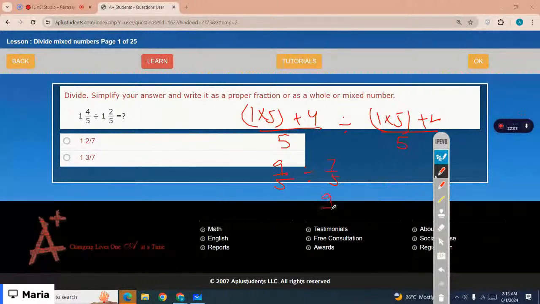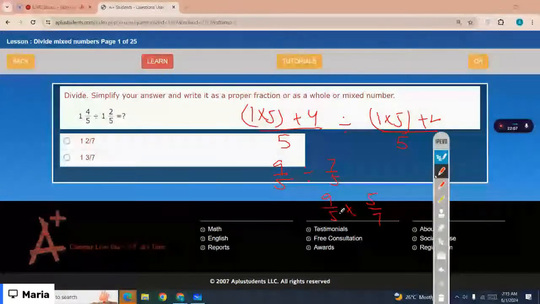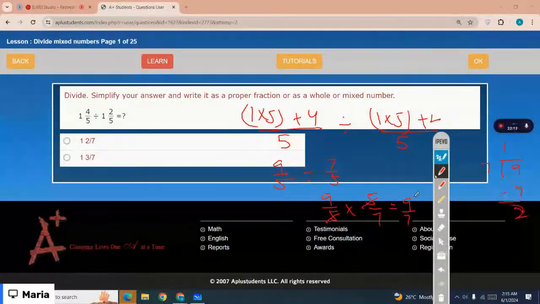So change the division sign to multiplication and take the reciprocal of the term after. So 5 and 5 cancel out. You are left with 9 over 7. So divide 9 by 7. 7 times 1 is 7. You have 2 left. So that means the answer is 1 whole 2 over 7. The correct option is 1 whole 2 by 7. Option number 1 is the correct option.